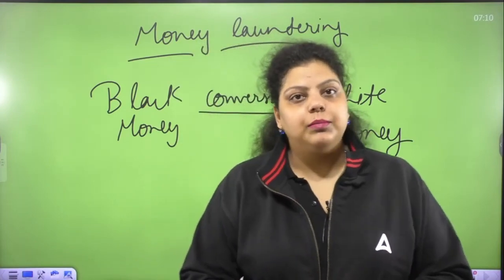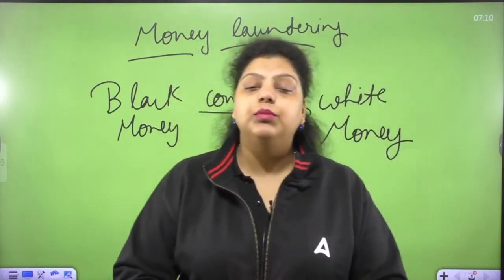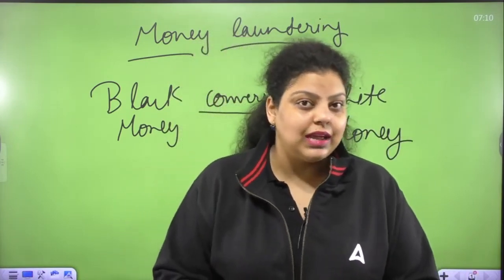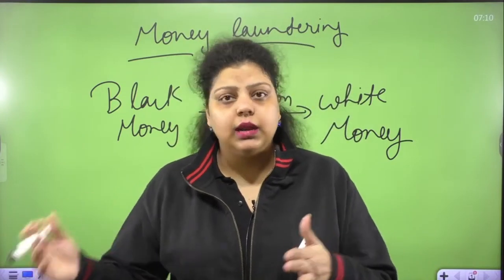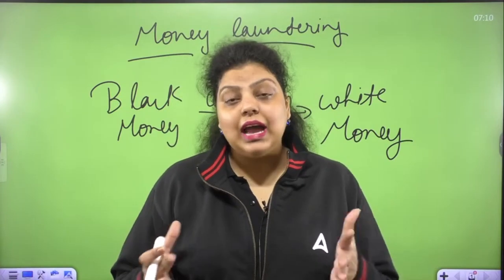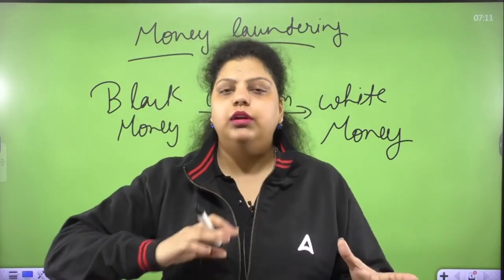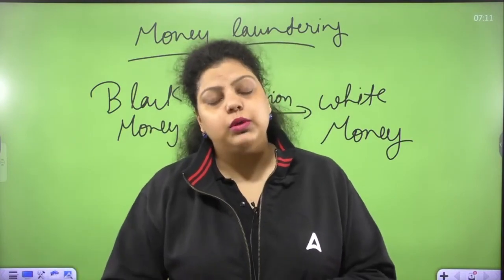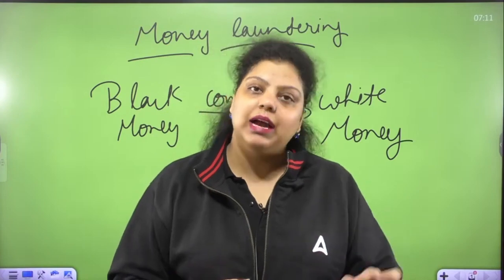So let's say, for example, I am earning a certain amount of money and I am hiding that income from the government because I do not want to pay the taxes, that's black money. Or I have earned certain money through corruption, or I am performing an illegal transaction, let's say drug trafficking or human trafficking, something like that. Whatever money I am earning in that situation, that's black money.